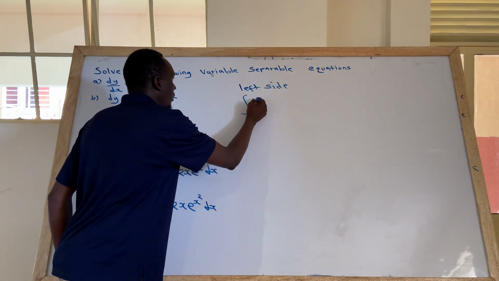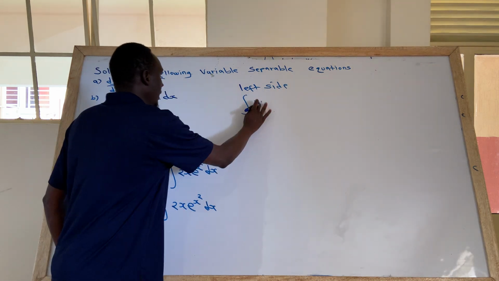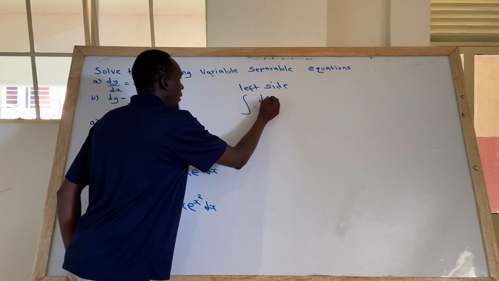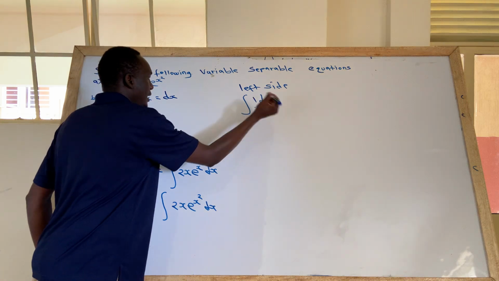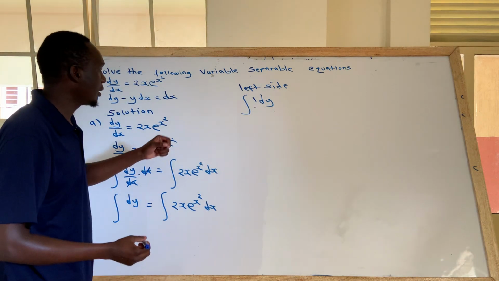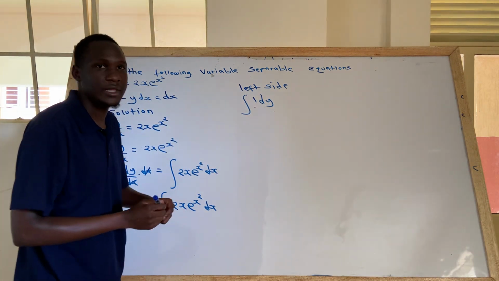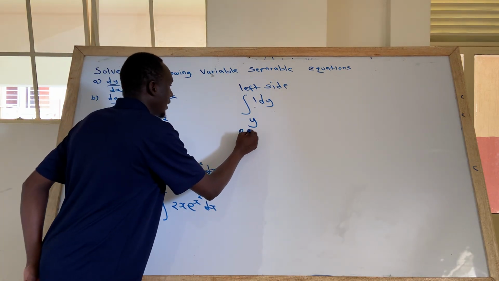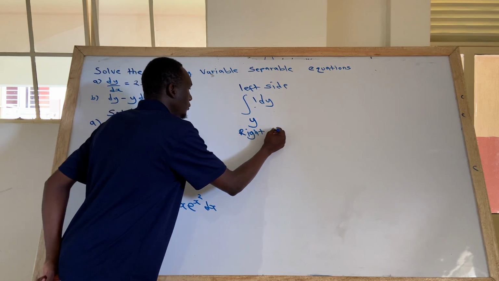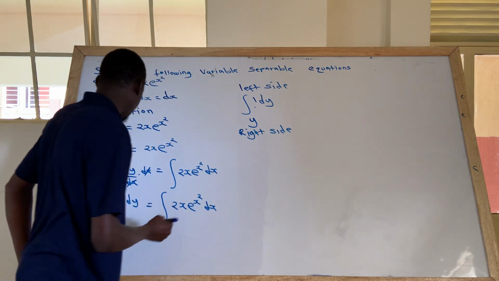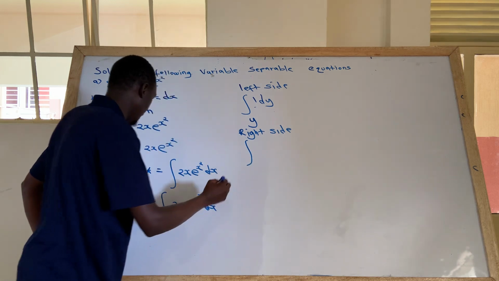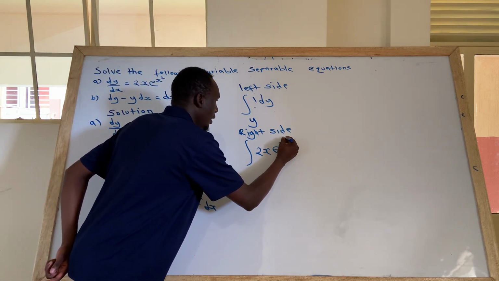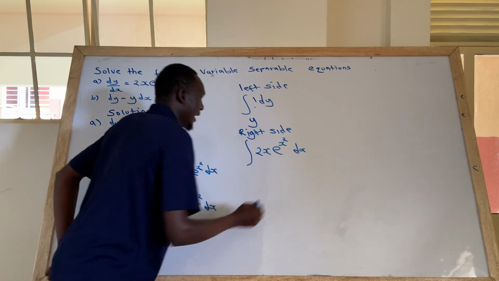On the left side we have the integral of dy. The coefficient is just 1. When we are integrating 1 with respect to y, we have y. And on the right side, we have the integral of 2x e raised to x squared dx.